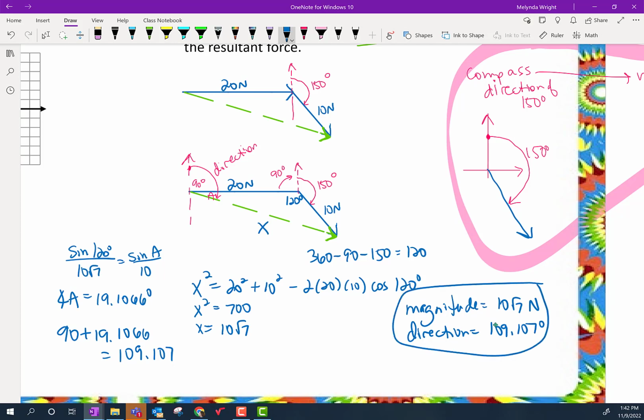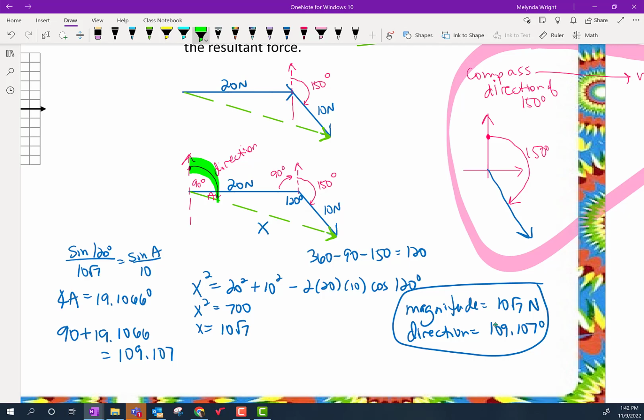Okay. I want to pause here for a second. How are we doing? Any questions for me? Why did you add 90 to get the direction? Because I needed this whole angle right here. Oh, the whole thing for my direction. I have to rotate from the north line all the way to my vector. So I had to add that little piece to it. Okay, other questions about that?